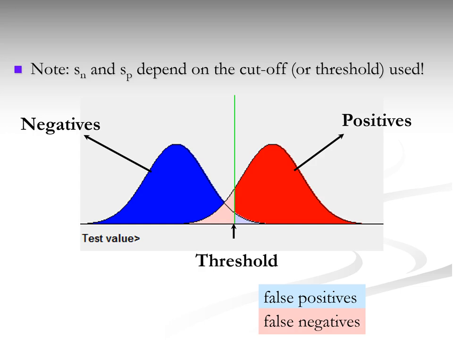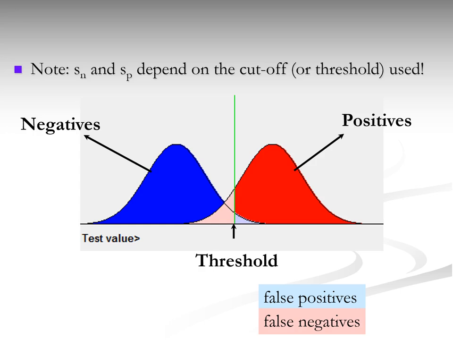Note the sensitivity and the specificity that is found in a specific study depends on the cutoff or the threshold that is used in that study. So suppose that you have a test value, and that when the value exceeds a specific value, the threshold, you conclude, okay, that case is positive. When that person or the test value does not exceed the threshold, then that person is called a negative case.